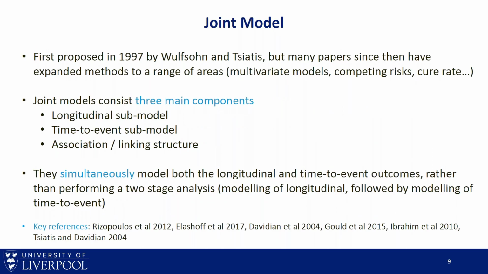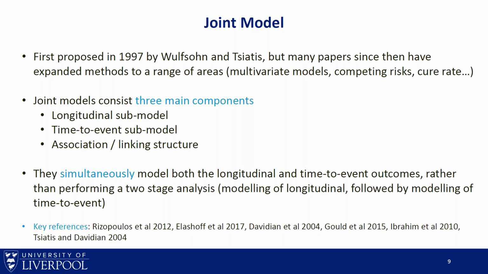So you model joint data using a joint model, which was first produced in 1997 by Wulfsohn and Tsiatis. But since then, the methodology has been expanded into a wide range of areas, including multivariate or multiple longitudinal, multiple time to event models, cure models, competing risks models, and also meta-analytic models. In their basic format, a joint model consists of three main components: a longitudinal submodel for the longitudinal outcome, a time to event submodel modelling the time to event outcome, and finally an association or linking structure, which quantifies the relationship between the two different submodels.